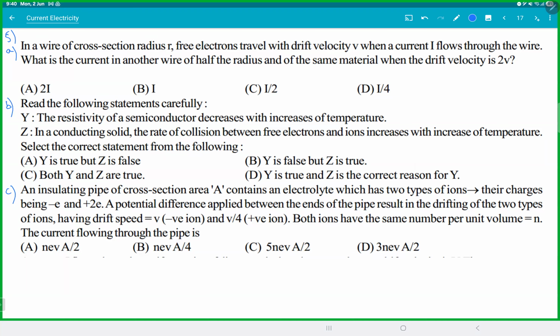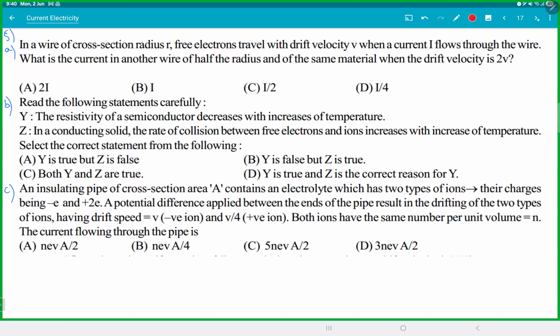Let's take the first one. Wire of cross section, free electrons are moving through a wire. What is current in another wire? So we have I is equal to nEAv. Area is pi r square. So we can clearly see I is proportional to pi r square into velocity. Radius became half, so this factor is 1/4, and velocity became double, so this is 2, and the answer is C. Option B, I explained: semiconductor resistance decreases with temperature, true. Conducting solid collision increases, true, but that's not the correct explanation. Now C.